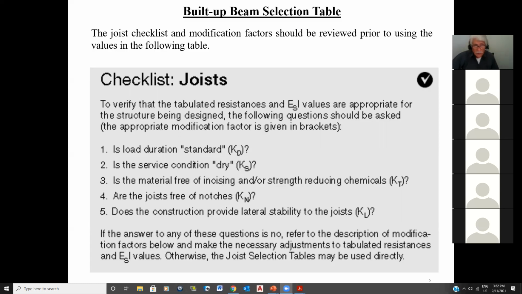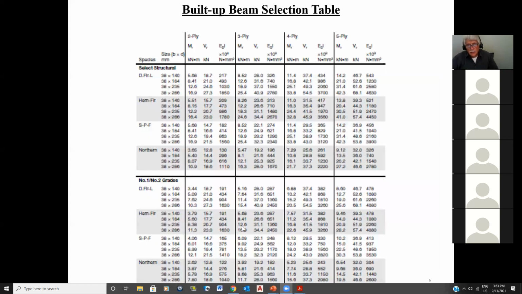Just like we did for joists, if the load duration is standard, KD is equal to 1. If the service condition is standard, KS is equal to 1. If it's untreated wood, KT is equal to 1. If there are no notches, KN is equal to 1. Does the construction provide lateral stability for the joists? Of course the answer is yes here, because we're talking about the beam. Then we can use the values in the built-up beam table because they are based on KD, KS, KT, and KN all being 1, and everything being laterally stable.